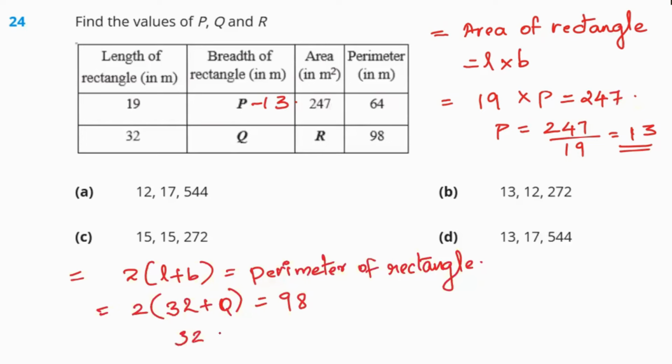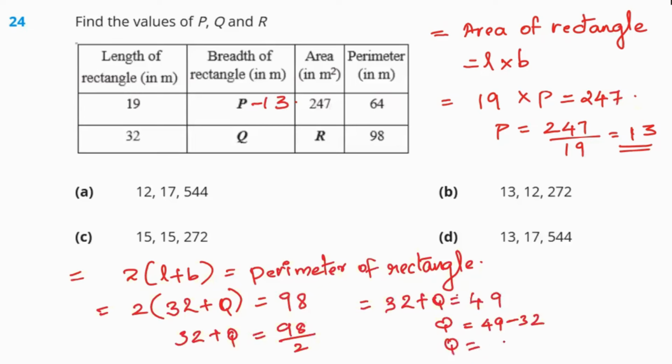So 32 plus Q will become what? When this 2 goes to the right side, it becomes divide: 98 by 2. So 32 plus Q is equal to 98 by 2, which is 49. So Q is equal to 49. When we take this 32 to the right side, it becomes subtraction. So Q is equal to 49 minus 32, which is equal to 17. So the value of Q is 17.